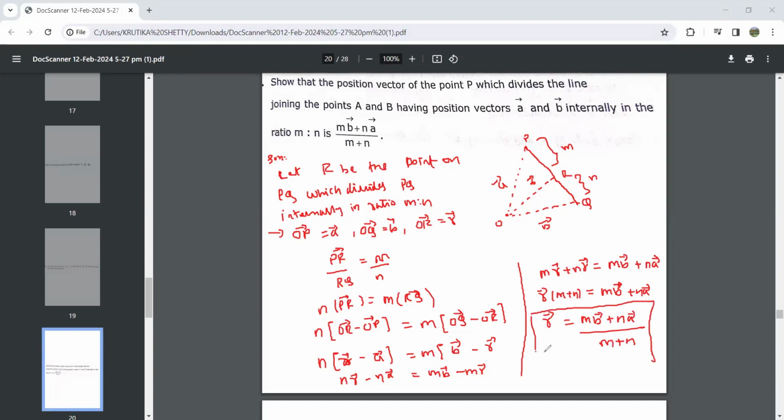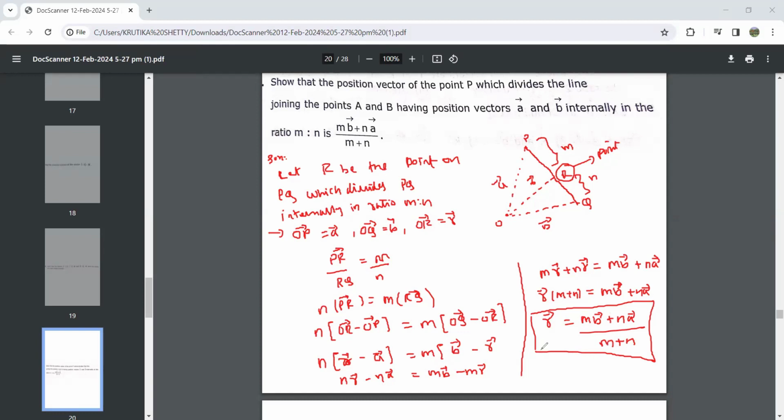This gives us the value of the position vector R, which is dividing the line joining PQ. So this formula we are using to calculate the position vector R of the point of division: R is equal to m into vector B plus n into vector A, divided by m plus n.